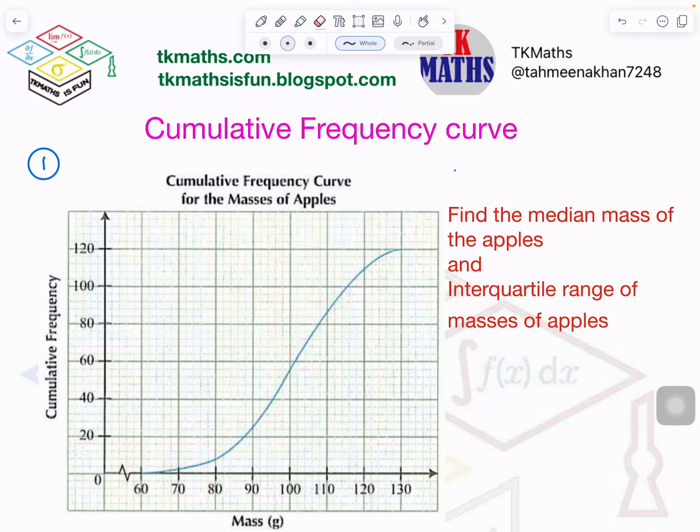In today's video, we will study cumulative frequency curve, which is part of the syllabus of O Level mathematics of different boards, such as Edexcel, IGCSE, CIE. So let's focus on the concept.